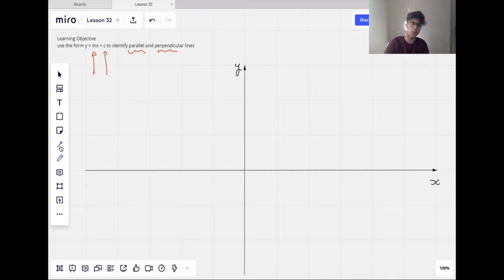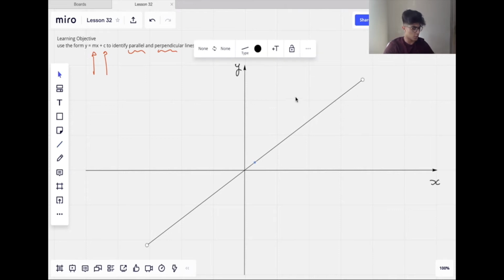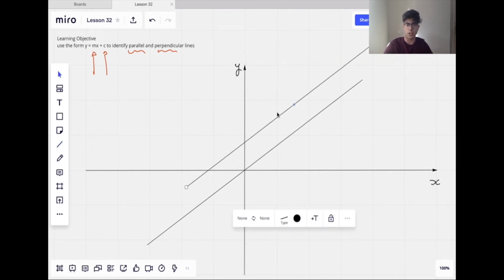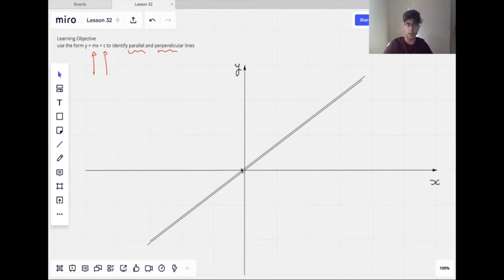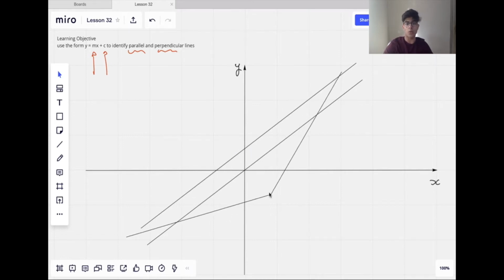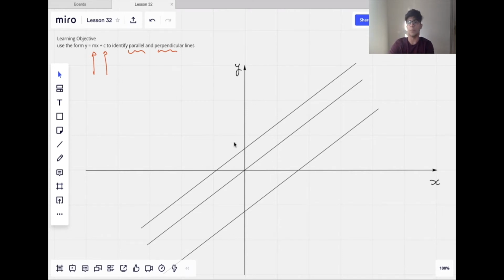Okay, so if you've got a line like this, for example, and you have another line which is just moved up, the same line but moved up, or perhaps even moved down, what you then have are parallel lines. And all parallel lines are simply lines with the same gradient. In this form, y equals mx plus c, they'll have the same m. That's all there is to it.